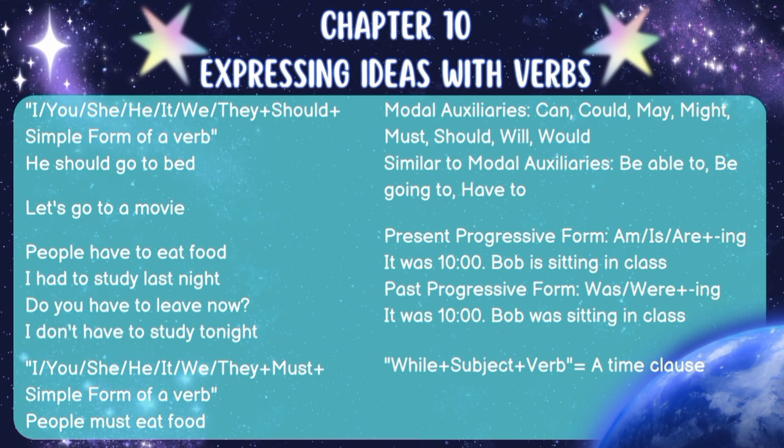Using while with the past progressive. While plus subject plus verb is a time clause. A while clause describes an activity that was in progress at the time another activity happened. The verb in a while clause is often past progressive. The verb in a when clause is often simple past.